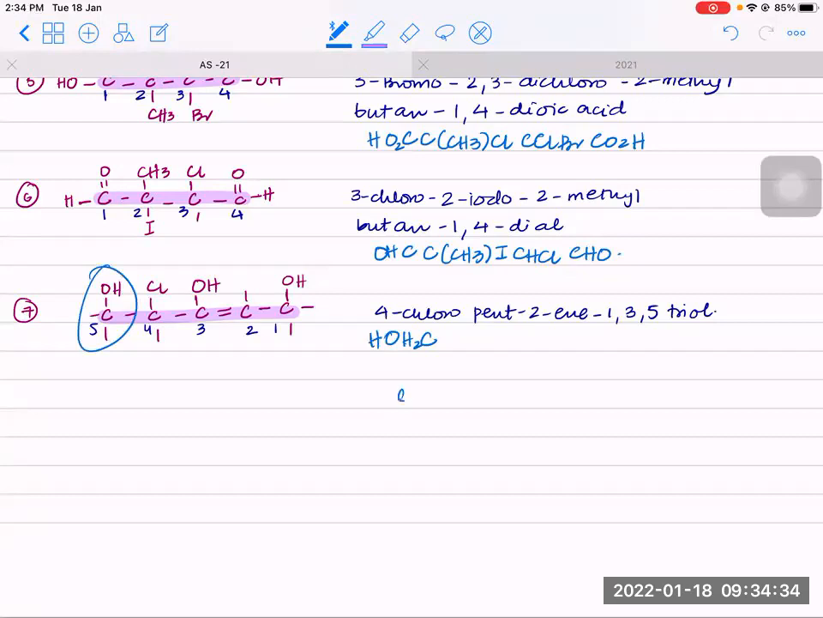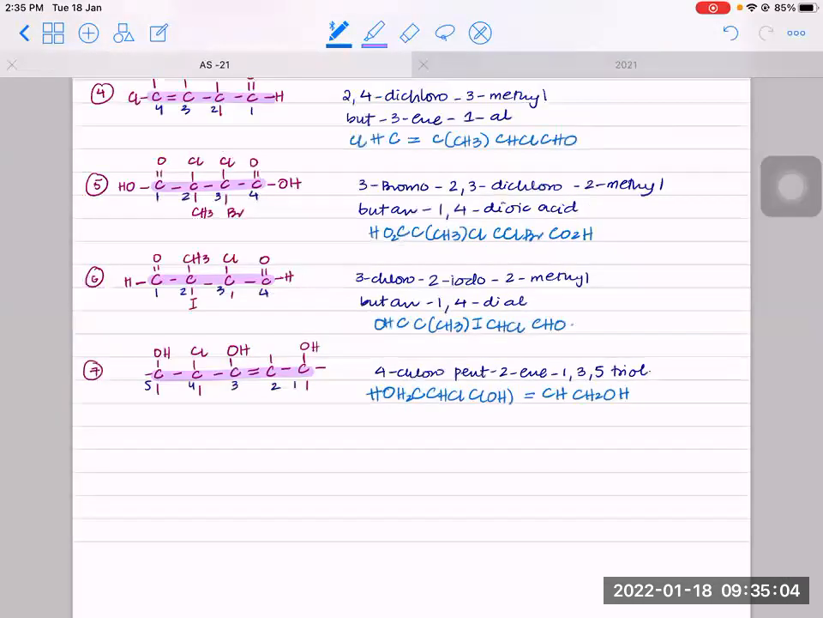Now, if you want, you can write it like this, but then when you write it like this, it seems as if this OH is attached to the next carbon, which it's not. So it's better that you write it from right to left like this. CH2OH, CHCl, then you have C bracket OH, double bond, then you have CH, then you have CH2OH. Clear? Is this understood?